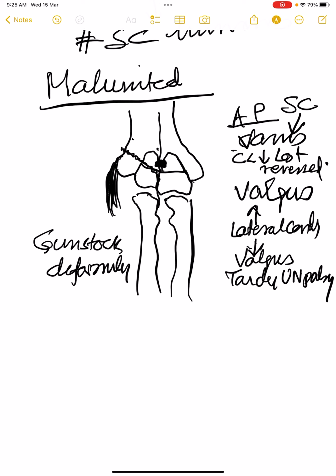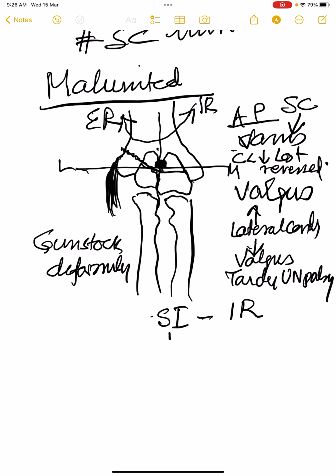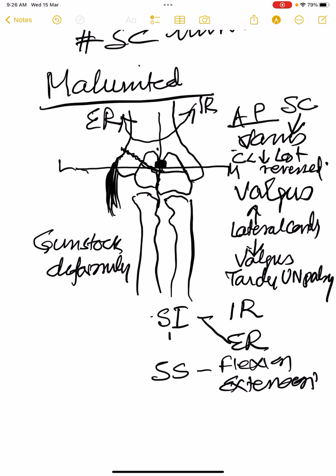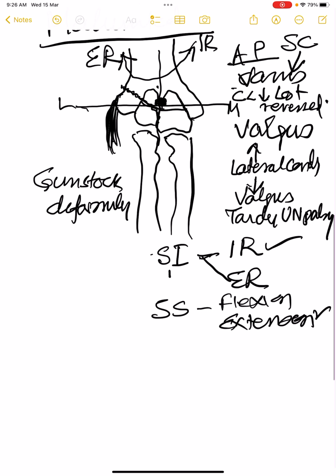On the supero-inferior axis, there can be either internal rotation or external rotation. All right. And on the side-to-side axis or lateral medial axis, there can be flexion or extension. So we name the axis, we say supero-inferior axis, there can be internal rotation, external rotation, and on side to side axis there can be flexion or extension. Usually extension is more common, usually internal rotation is more common. Finally, the component of malunion is overriding.